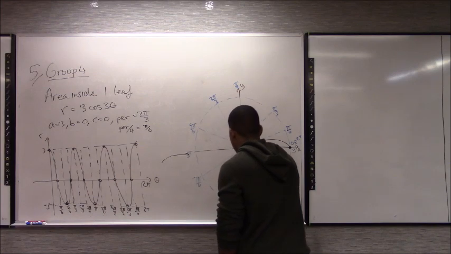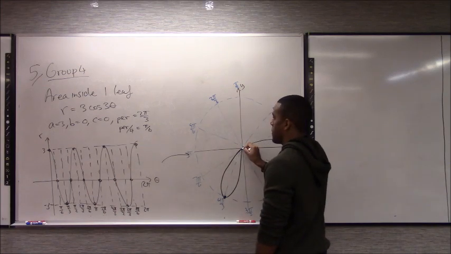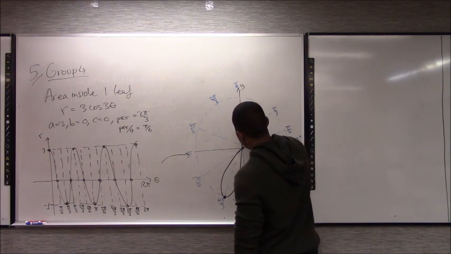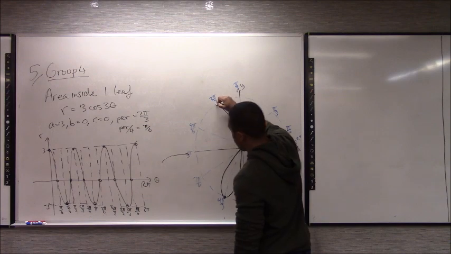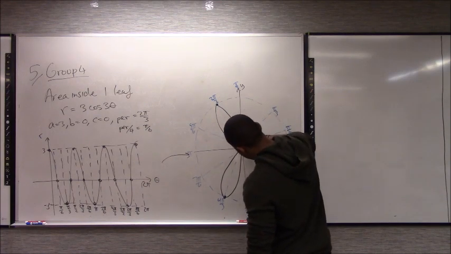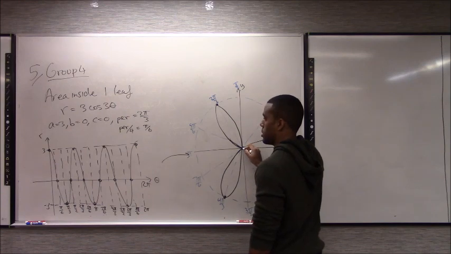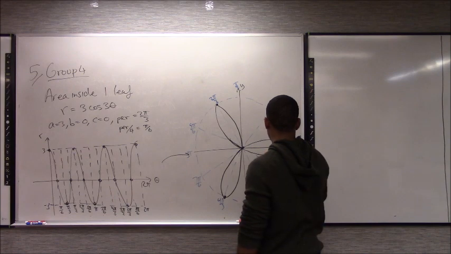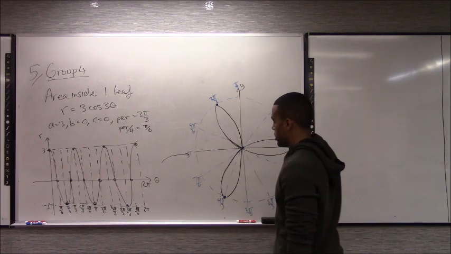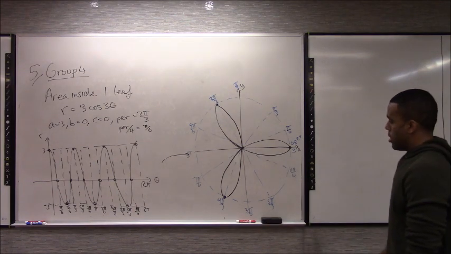And then back to the origin. And then to 2 pi over 3 at the circle, and then back to origin, and then back to the starting point. And then it just repeats that again, and it actually just goes over and retraces that. Okay, so that's your polar graph.